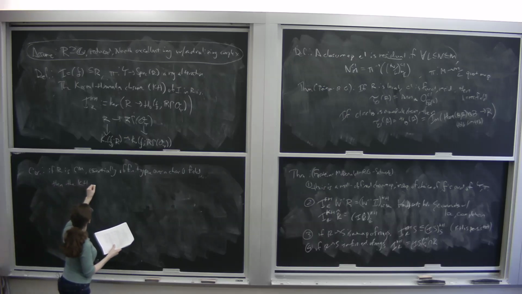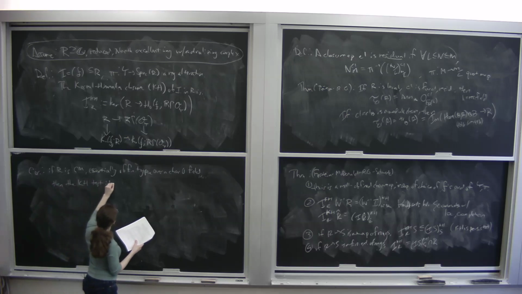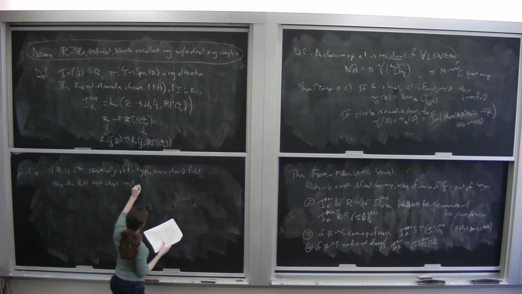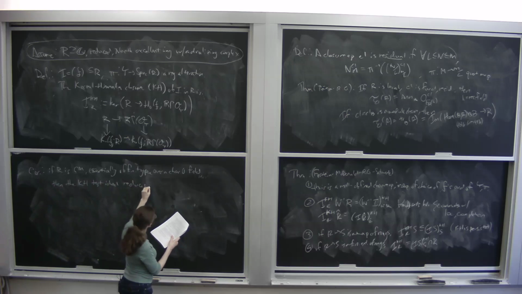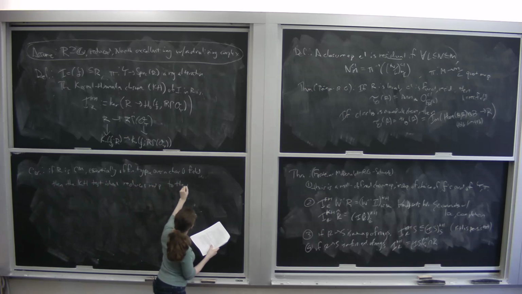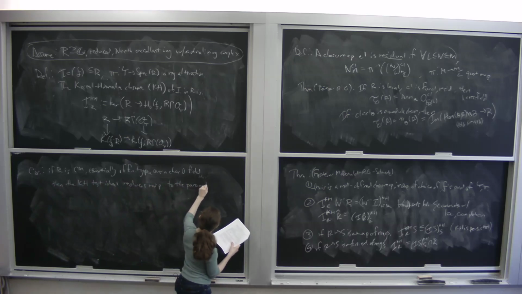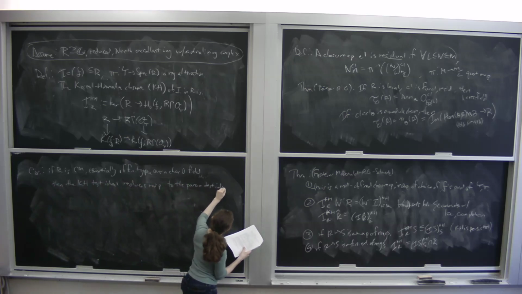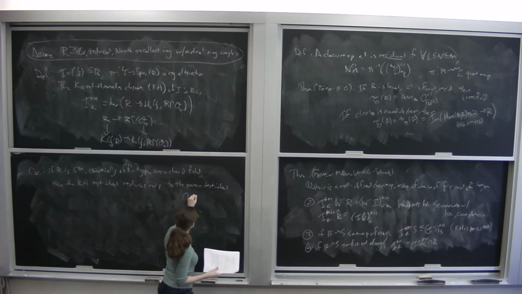But if you do reduce to characteristic p, then the KH test ideal reduces to the parameter test ideal, which is the intersection of everything that multiplies I star into I, where I is a parameter ideal.